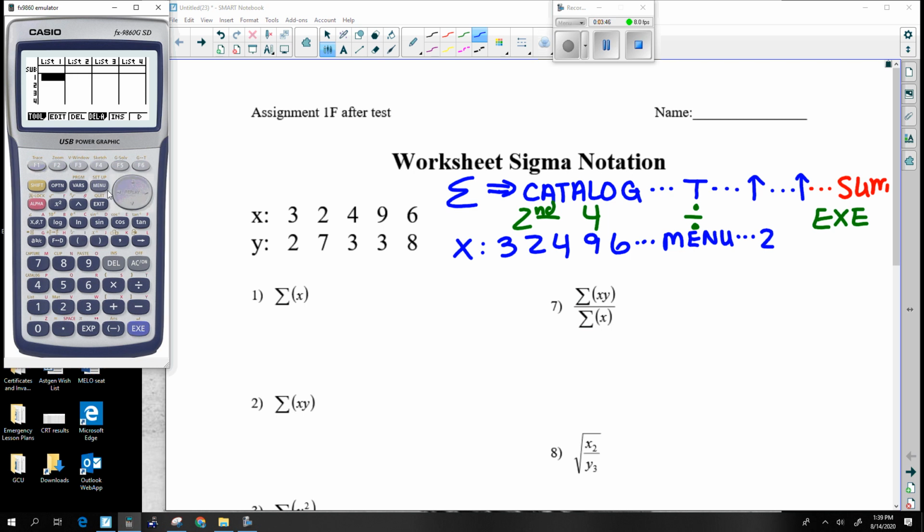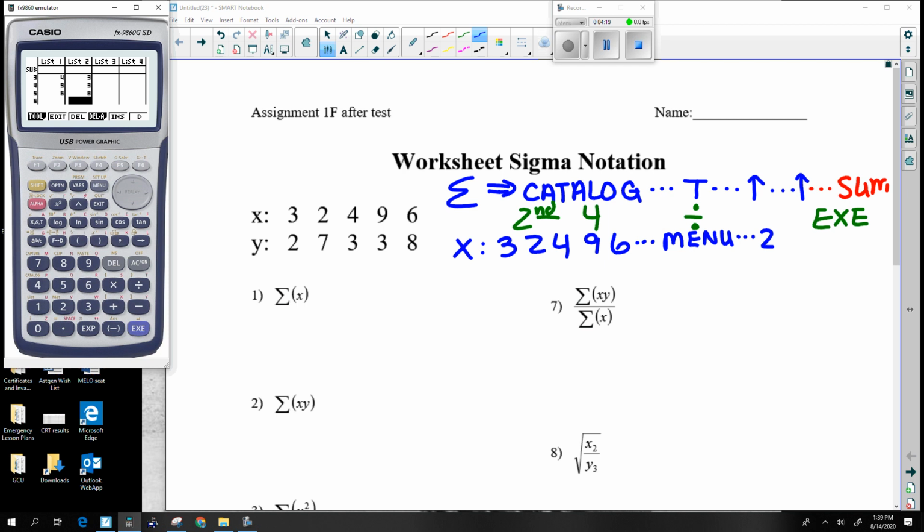So from here, all you have to do is make your X list 1 and your Y list 2. So my X in this case is 3, 2, 4, 9, 6. Arrow over. My Y is 2, 7, 3, 3, and 8. Again, after you hit the number, you physically have to hit the EXE button to enter it into your calculator. So I have my list 1 and list 2.